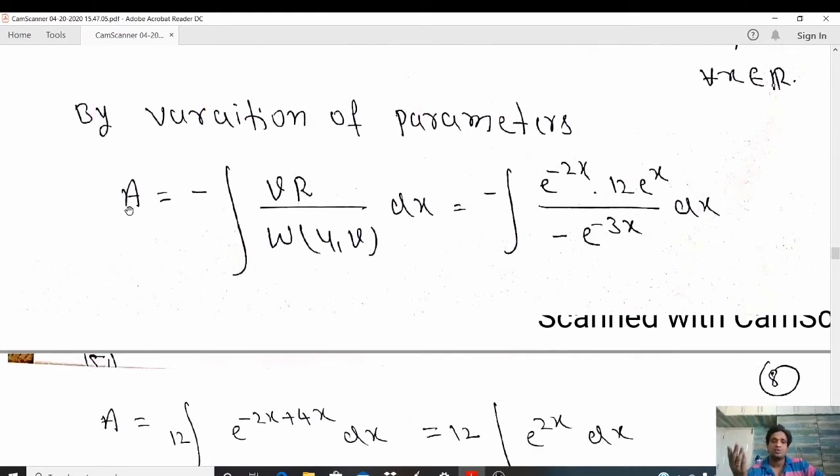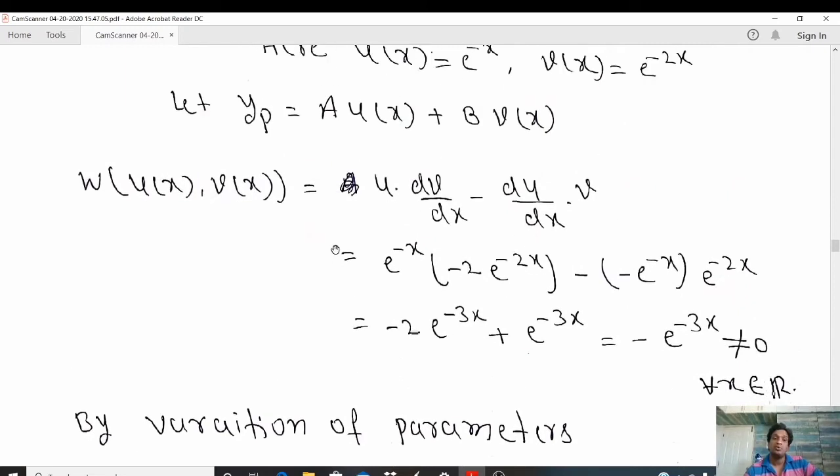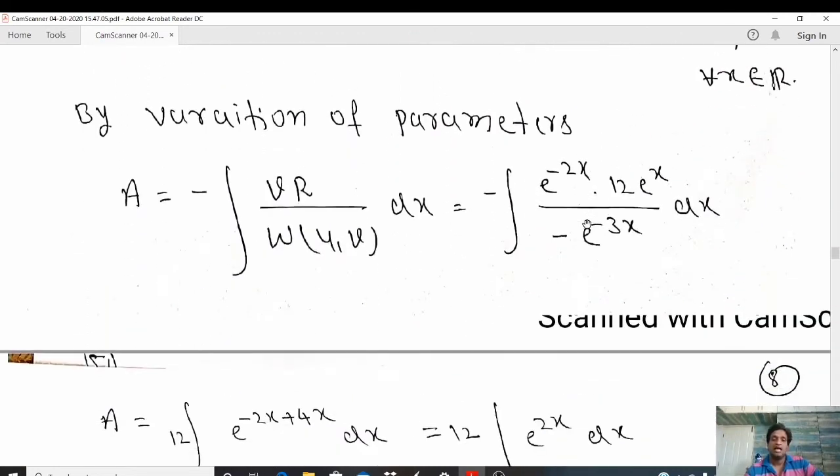By variation of parameters, first we are finding the a value. Our final aim is to find the a and b values. So now we are finding the a value. A is equal to, the formula is, minus integration of v r by W of u v. In the previous problem, instead of W of u v, I wrote u dv by dx minus du by dx into v. But now I am writing it as W of u comma v. Now v is e power minus 2x. r, in the problem, is given as 12 into e power x. W of u comma v, as we just found, is minus e power minus 3x.